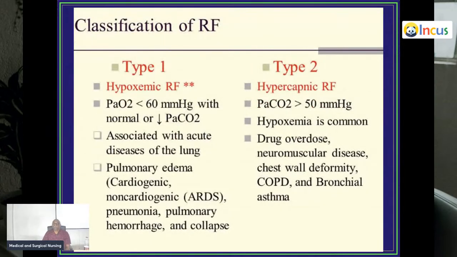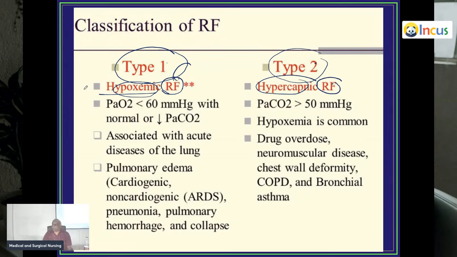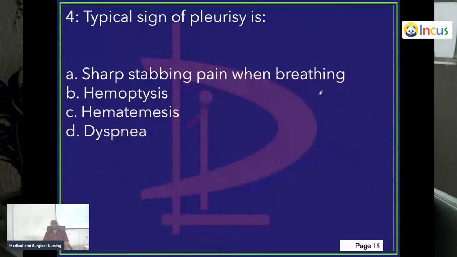Please remember this very important illustration, sister. Type 1 is called hypoxemic respiratory failure. Type 2 is called hypercapnic respiratory failure. What does hypoxic mean? Oxygen is less than 60. In type 2, oxygen is decreased, but additionally there will also be increased PaCO2. That is what you have to remember.